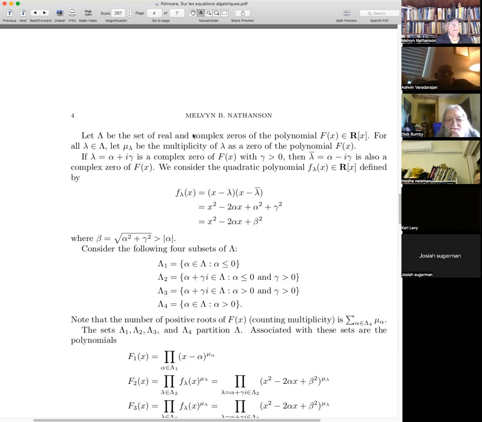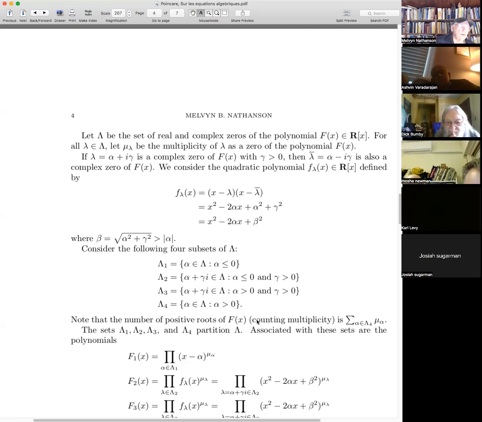Lambda, capital lambda, is the set of all the zeros of the polynomial, so I partition it into 4 sets. Lambda 1 is the non-positive real zeros. Lambda 2 are the complex zeros with positive imaginary part, and where the real part is less than or equal to 0. Lambda 3 is the complex zeros with real part positive, and lambda 4, which is what I'm interested in, are the strictly positive roots of the polynomial f.